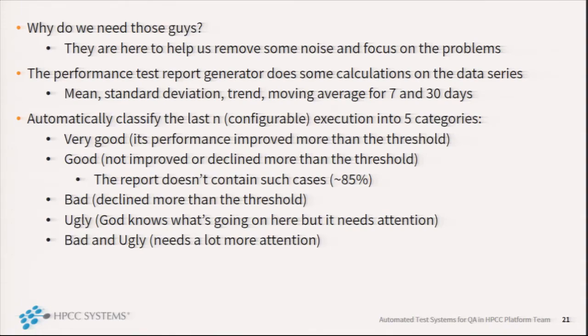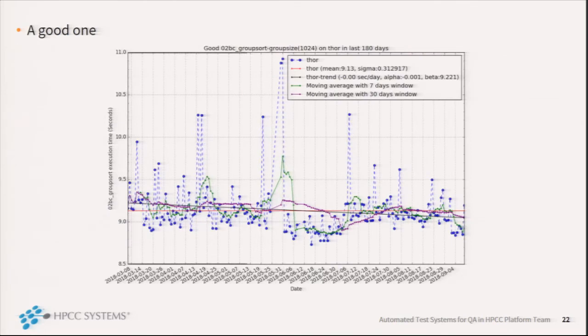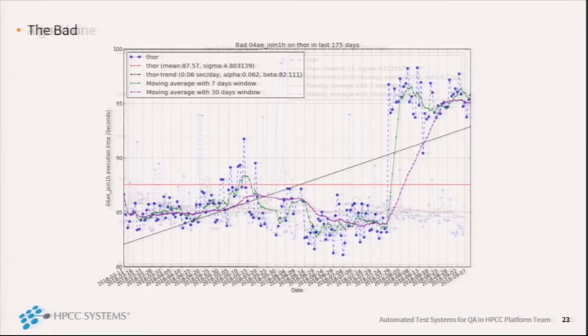Okay, a good one. That's one which we filter out, because the trend goes down a bit. There are a couple of spikes, but okay. The bad: yes, it's bad. Trend increasing, execution time increasing. That means performance has decreased.